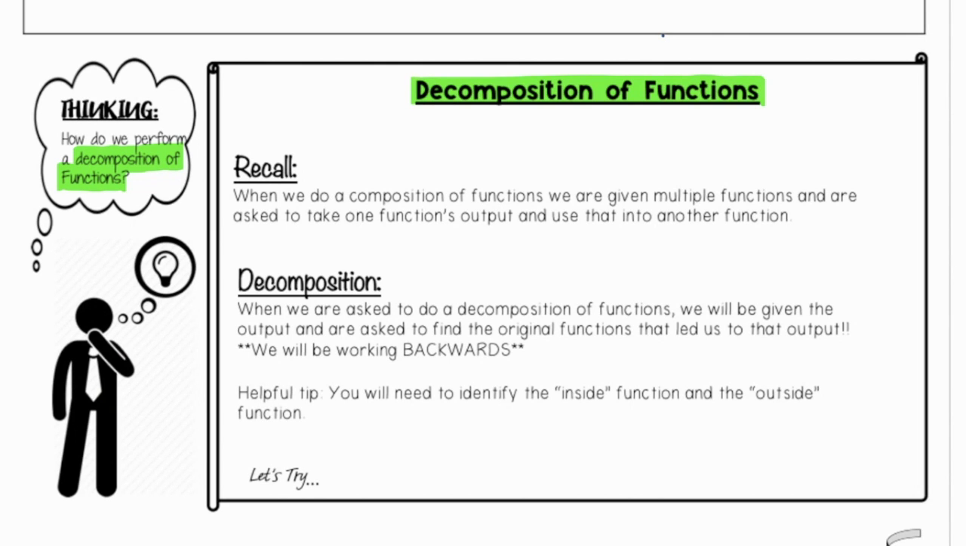Recall, when we do a composition of functions, we are given multiple functions and are asked to take one function's output and use that into another function. So when we are asked to do a decomposition of functions, we will be given the output and are going to be asked to find the original functions that led us to that output. So we're working backwards, as I said. Helpful tip, you will need to identify the inside function and the outside function. So let's look at what this is all about.